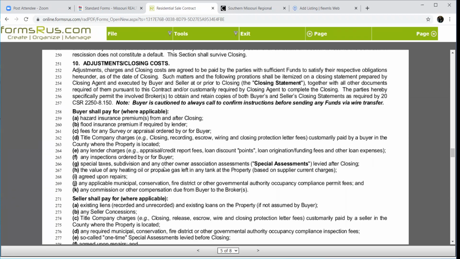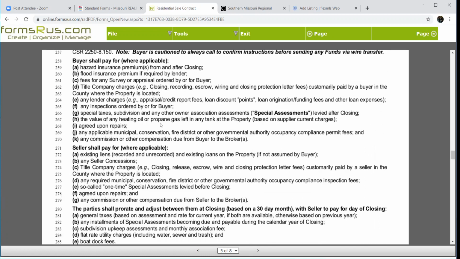This is everything that's included in closing costs and what you should see on the settlement statement. Items from 258 to 270 are what the buyer is expected to pay for. So if the buyer is asking for $2,500 of concessions on page 1, that $2,500 first goes here to pay off whatever is here. So let's assume in this example that this costs $1,500 to do all of these items. So there's $1,000 left over.